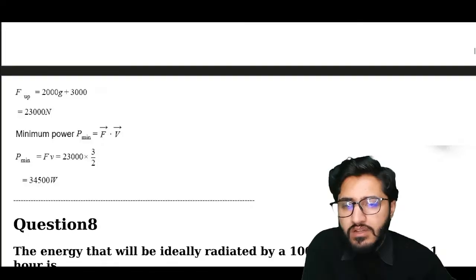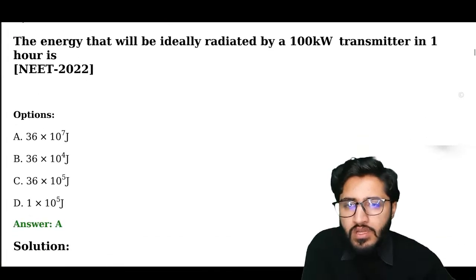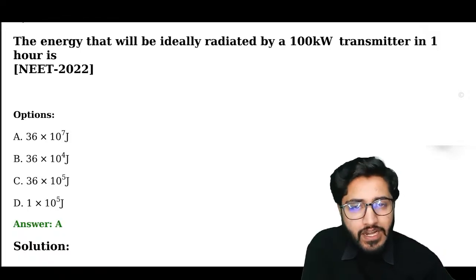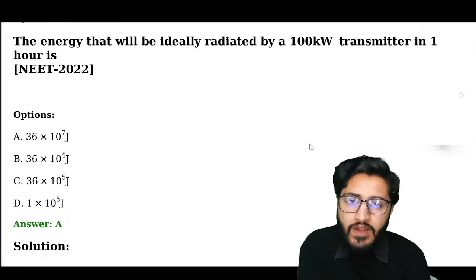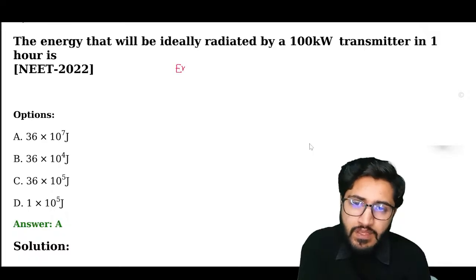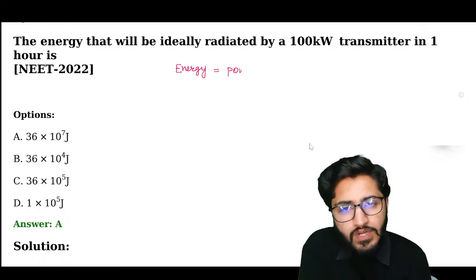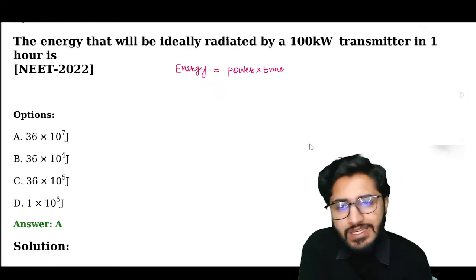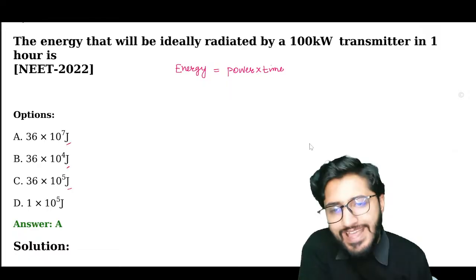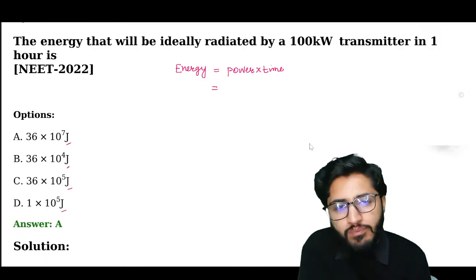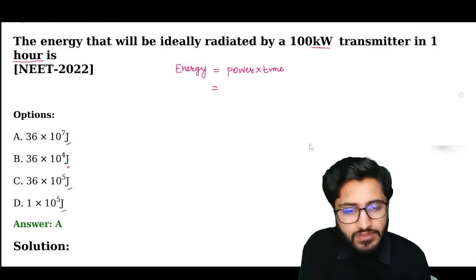Next question is, the energy that will be ideally radiated by a 100 kilowatt transmitter in 1 hour is. So what do we have to find out? We have to find out energy. We know that energy is equal to power into time. As you can see here, every option is in joules, so it is in SI units. So I have to change the units of power, which is kilowatt, and the time, which is hours, into SI units.